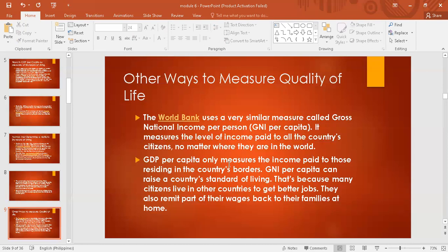Okay? Sa GDP, it only measures income paid to the residing borders. Sa GNI, iba po, pati po sa ibang bansa. That's because many citizens live in other countries, they get better jobs. So if they get better job, probably it will help them to increase or improve their standard of living. And then thus, magkakaroon sila ng mas magandang quality of life. They also remit parts of their wages back to their families at home. Ayan, kaya po binibilang, no, kino-consider yung remittances.